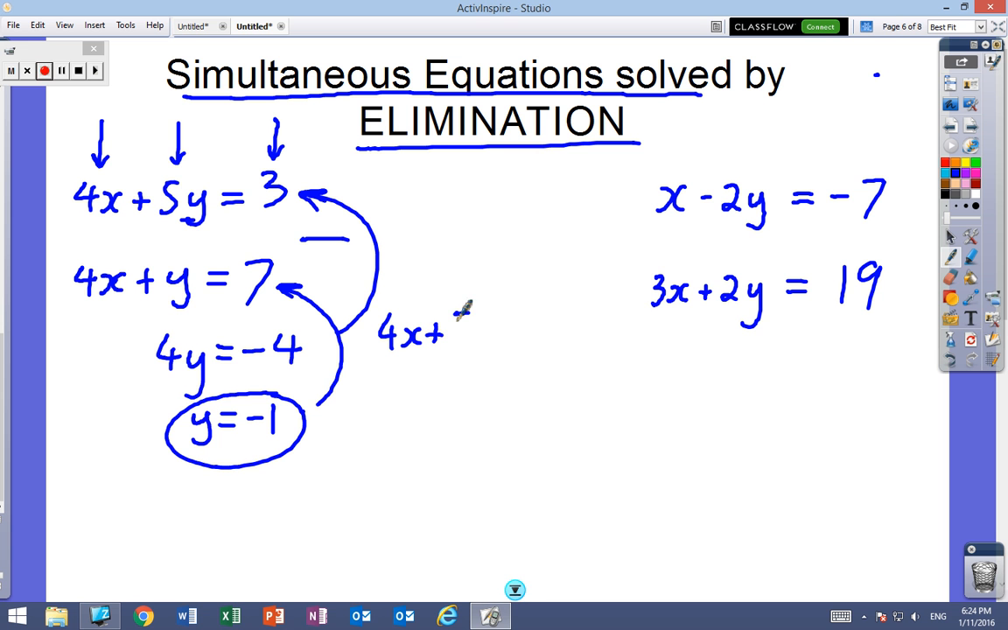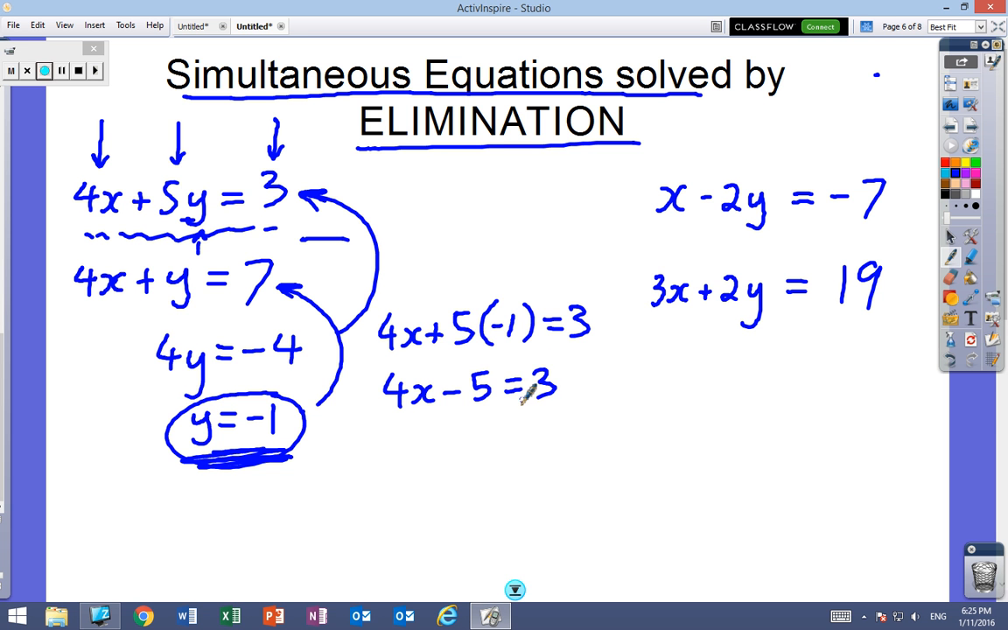4x plus 5 lots of negative 1. So I'm just taking the value from down here, rewriting this equation and replacing the y with what I know y is worth. So 4x plus 5 lots of minus 1 equals 3. So then 5 times minus 1 is minus 5. And now I plus 5 to both sides. You can see I'm just solving this equation. And then 4x equals 8, I divide both sides by 4, x equals 2.